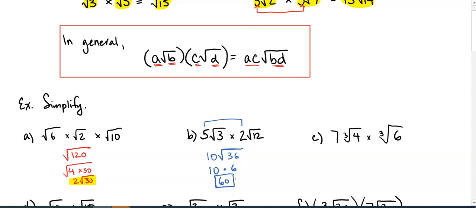And same thing with cubed roots, you do exactly the same. The 7 times the 1 becomes 7. Cubed root of 4 times cubed root of 6 becomes cubed root of 24. And then we simplify if possible. 7 times the cubed root of 8 by 3, because 8's a perfect cube. And the cubed root of 8 is 2. So we get 2 cubed root of 3, and then we can multiply the 7 by 2 and get 14 times the cubed root of 3.